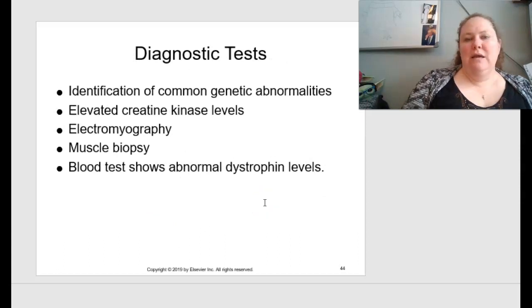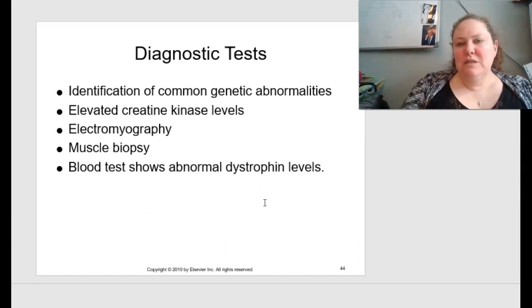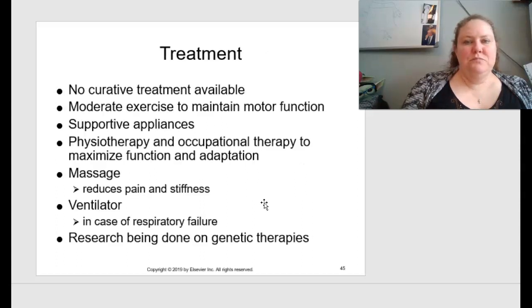So how do we diagnose these? Well, first we're going to be identifying common genetic abnormalities, and these are going to cause elevated creatine kinase levels. You can diagnose it through electromyography. You can diagnose it through muscle biopsy, and also blood tests that can show abnormal dystrophin levels.